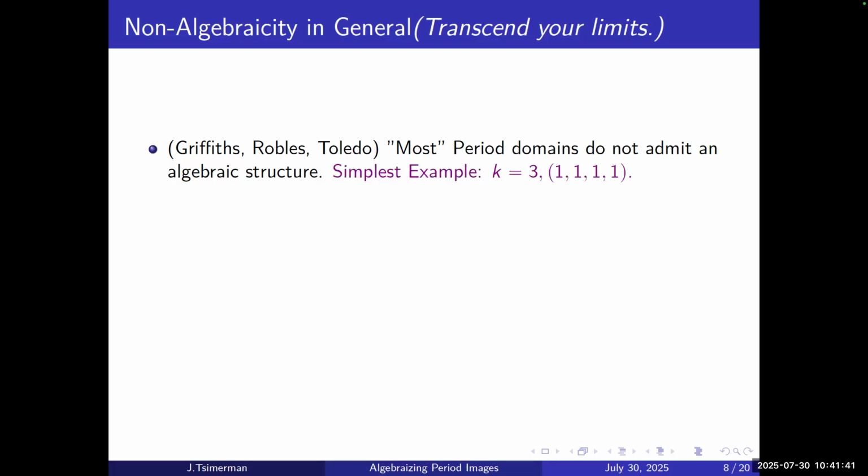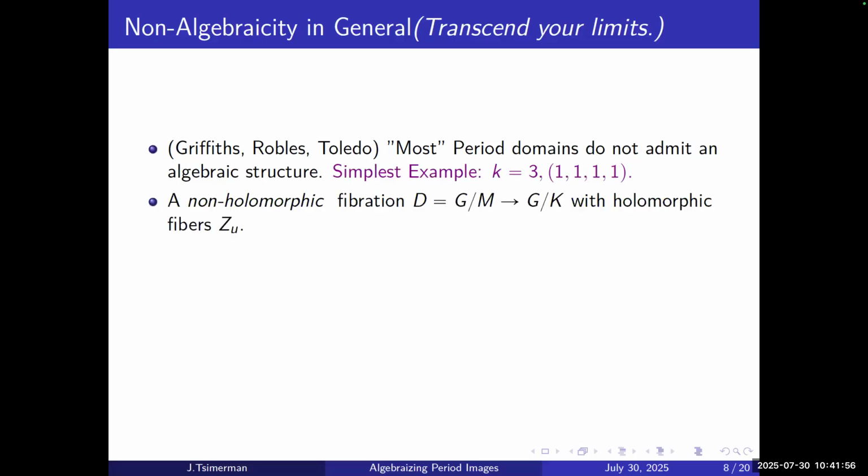The simplest example to keep in mind of a space that's still small enough you can hold it in your head, but it's not algebraic, is, in my opinion, the space of weight 3, where all the Hodge numbers are 1. So this is a 4-dimensional complex space. I want to go over just not quite the proof, but the thrust of how you can tell these spaces aren't algebraic, because it's very concrete.